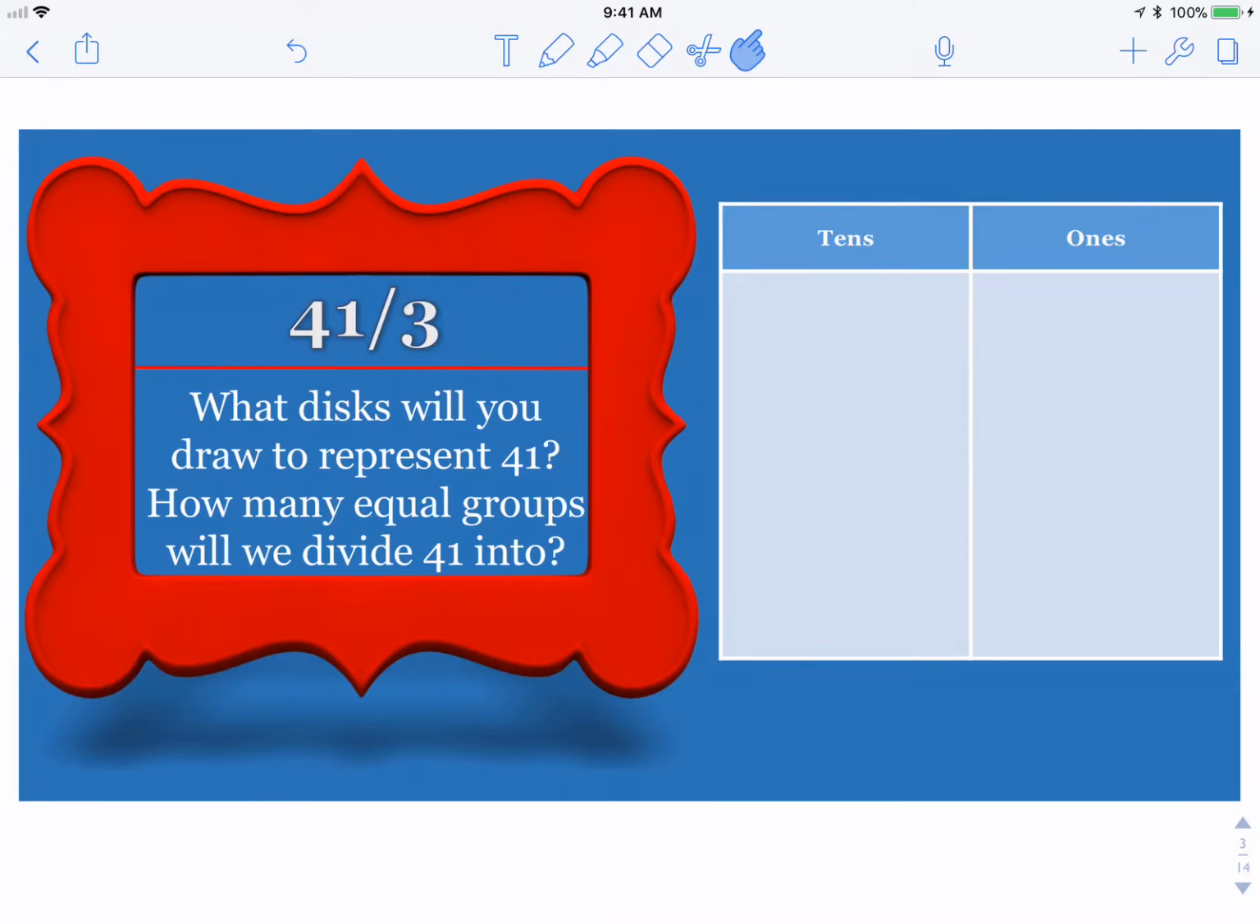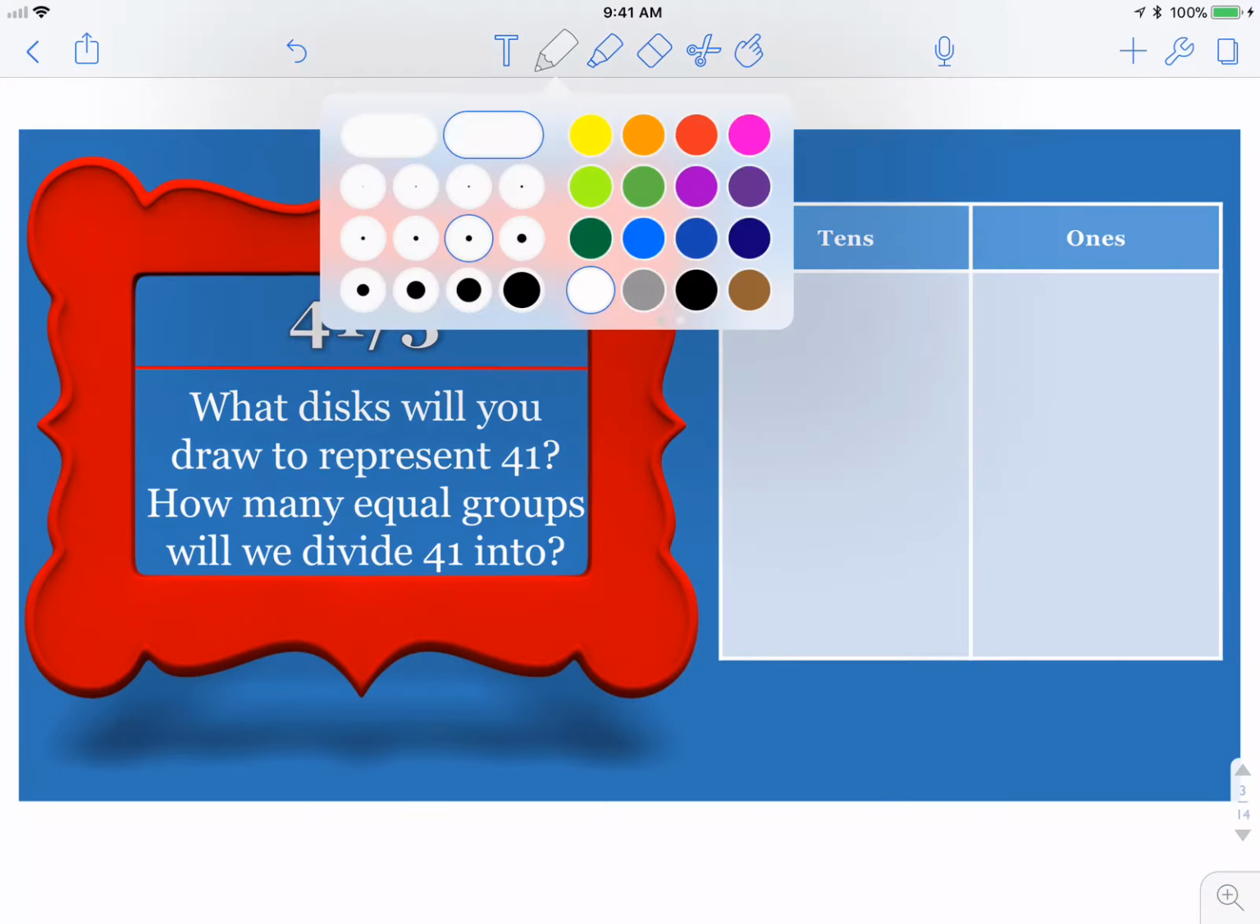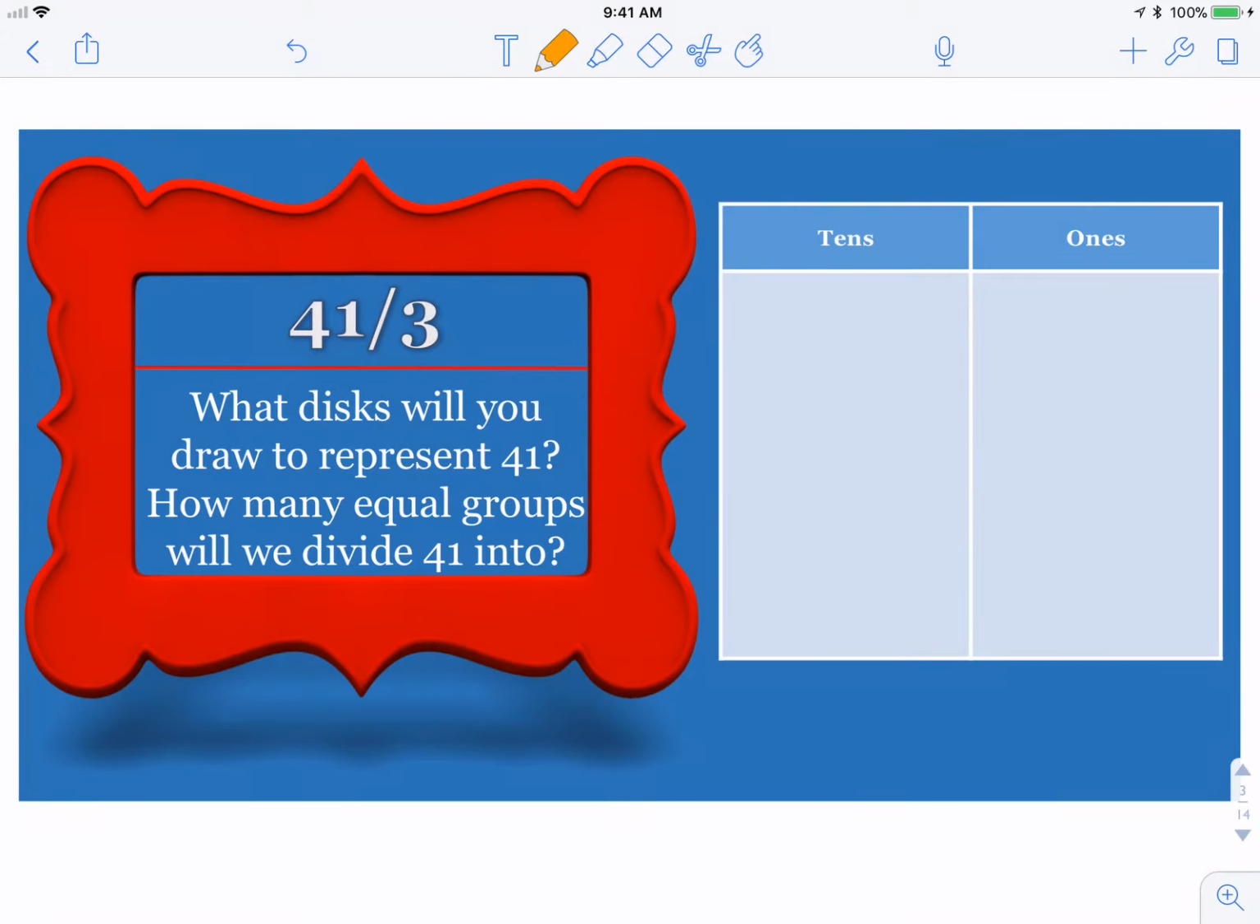Okay, 41 divided by 3. What discs will you draw to represent 41? How many equal groups will we divide 41 into? So first of all, what do we need to do? We need to draw the discs. So let's draw our discs. 41. Okay. How many equal groups will we divide 41 into? Well, 41 divided by 3, so let's draw our three rectangles down below.